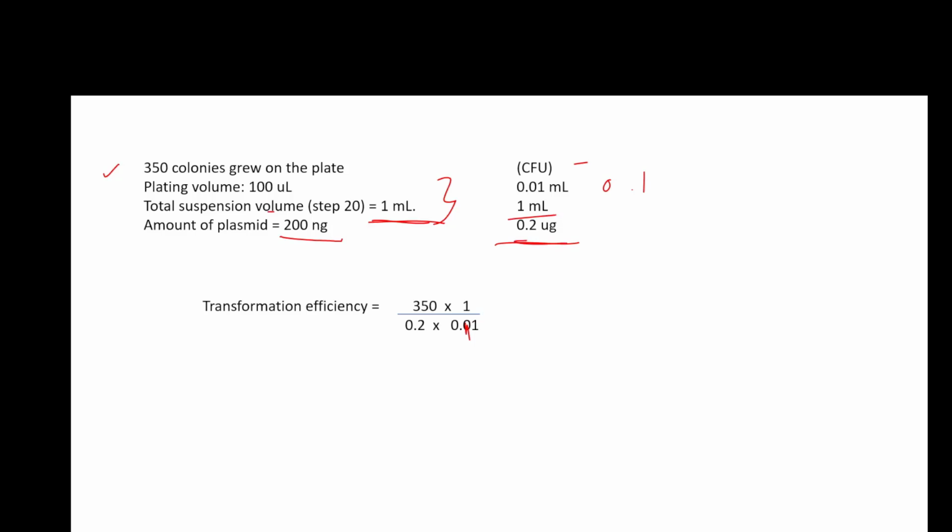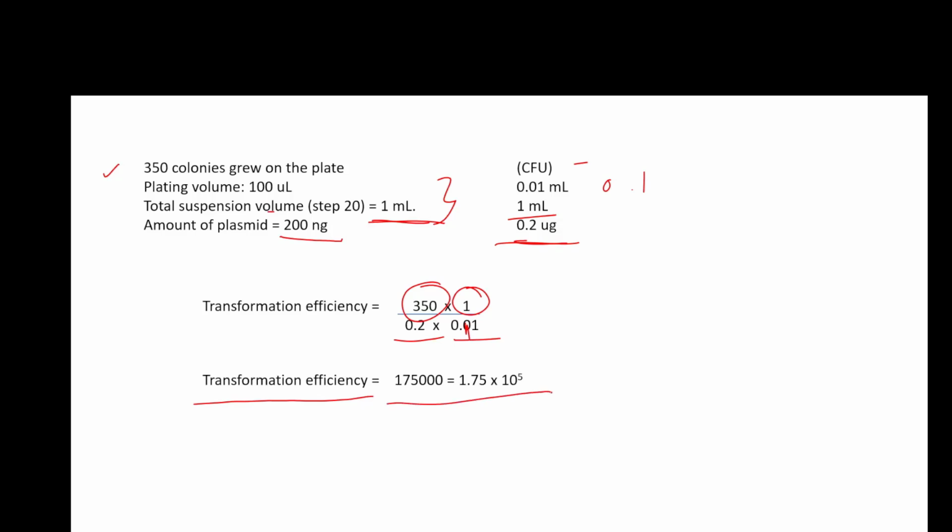So the transformation efficiency is calculated as CFU into final volume, upon amount of DNA plated. After the calculation it comes out like this. So this will be your transformation efficiency after solving this, and this is how you can calculate the efficiency.